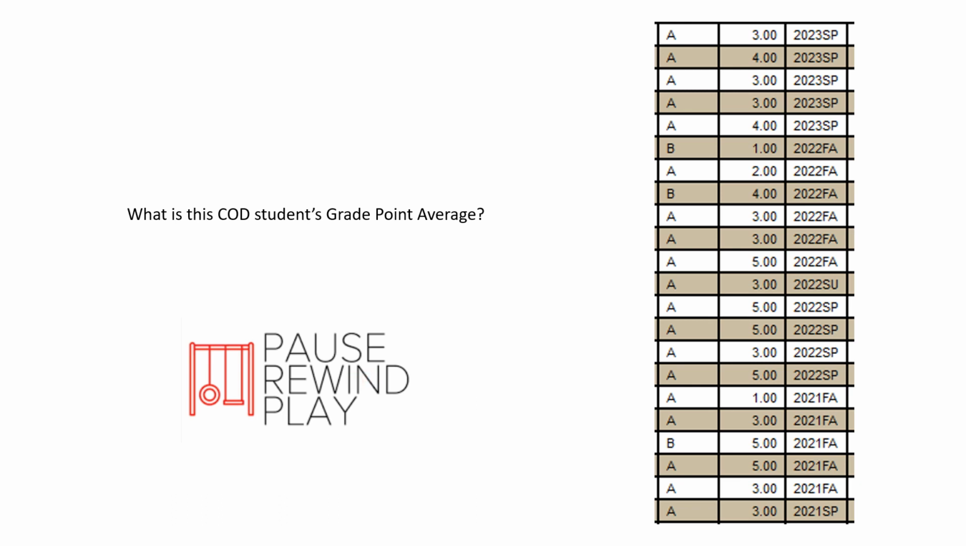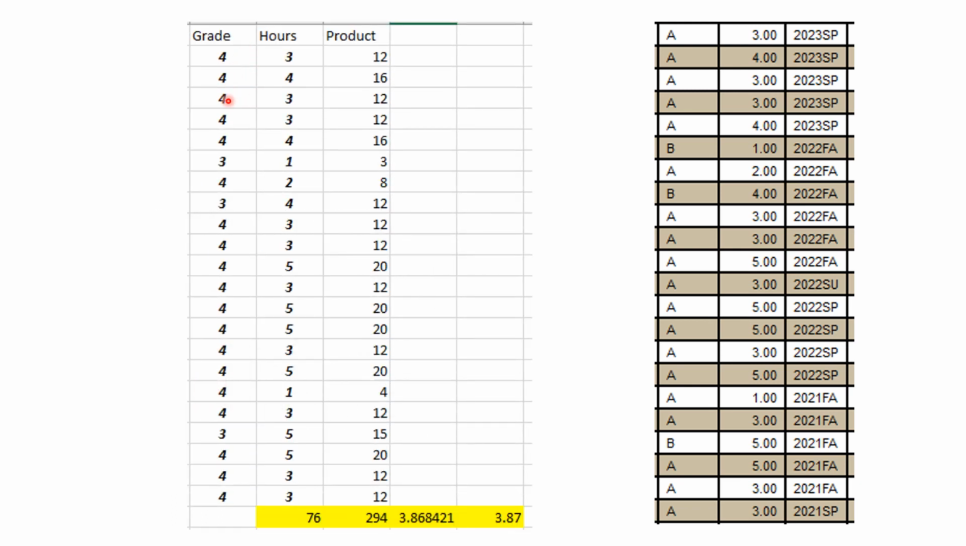Let's see how you did. Okay, so each A was a 4, each B was a 3, and the student didn't get anything lower than that. So you take the grade times the hours, and these are your products, and you add those up. So this student had 294 quality grade points, and they had 76 hours. So you take 294 divided by 76, you get this, and you usually round grade points to the 100th place. So this would be 3.87.